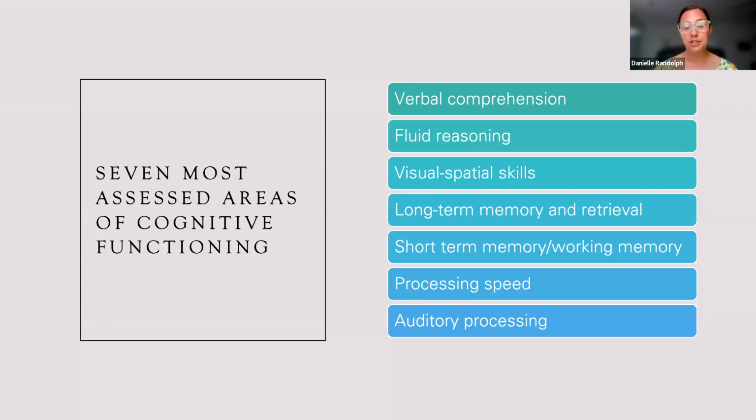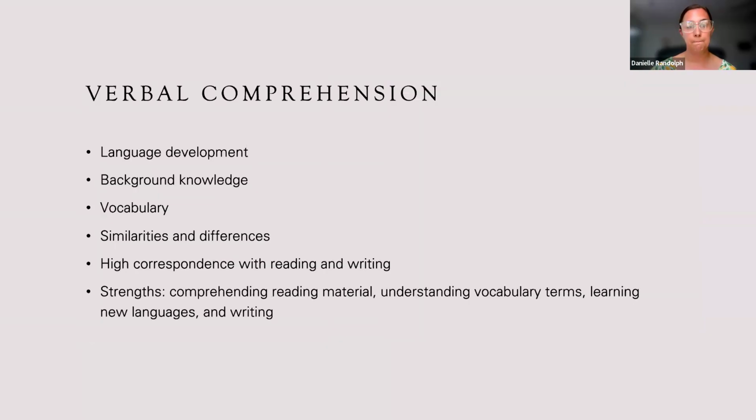Here are 7 areas that are typically assessed. Not every cognitive assessment covers all 7 areas. Some school psychologists will pull from one assessment and another assessment to make sure that these are all covered. But oftentimes you'll see, again, these are the areas that we're looking at.